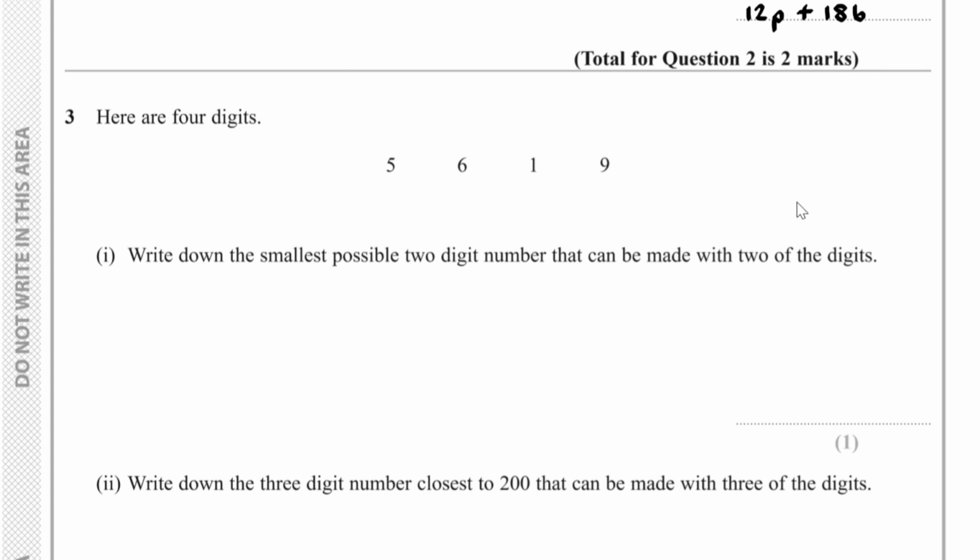Question number 3. Here are 4 digits, 5, 6, 1 and 9, and we have to write down the smallest possible 2-digit number that can be made with 2 of the digits. Well, the smallest number we can make will start with the 1, and then the next smallest one is 5, so 15 is the smallest 2-digit number we can make.